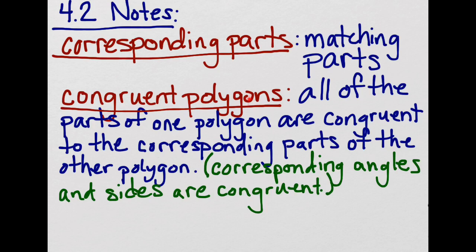So congruent polygons, or in our case we're going to be looking at congruent triangles a lot, means all of the parts of one polygon are congruent to the corresponding parts of another polygon. So basically all the angles that match should be congruent and all the sides that match should be congruent.